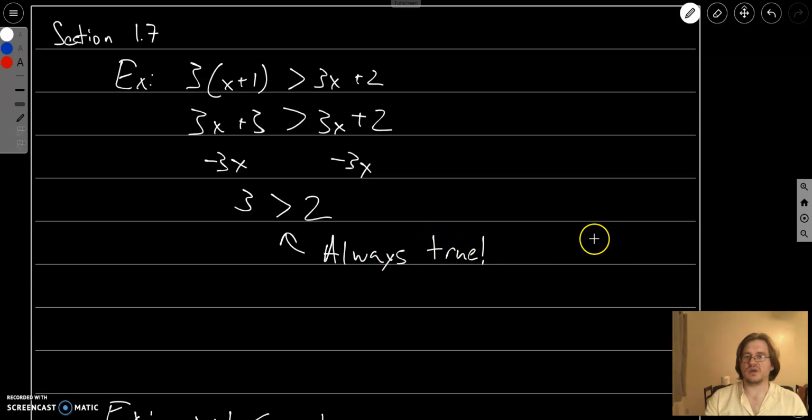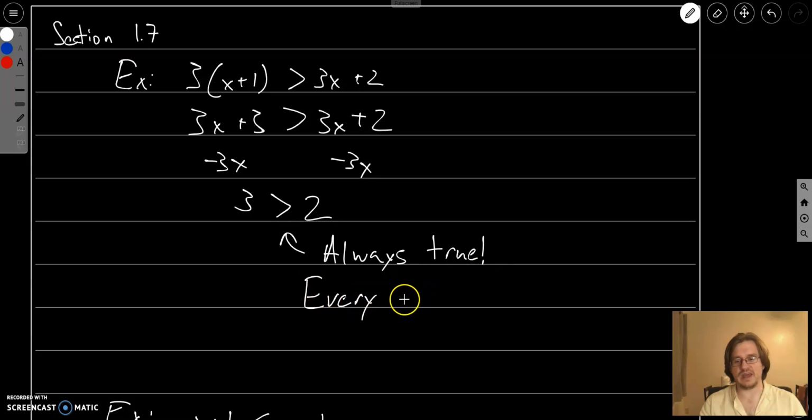So it doesn't matter what x is. If x is 0, this is true. If x is negative 10, this is true. If x is 137, this is true. It doesn't matter what x is. So this is always true. So one way to say this is that every x is a solution.